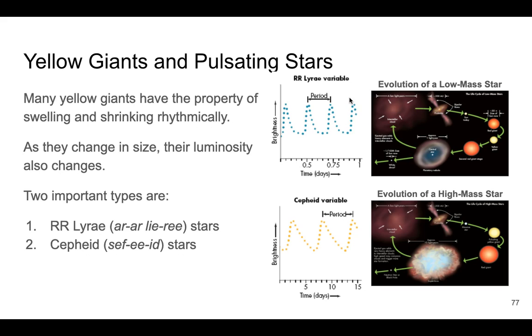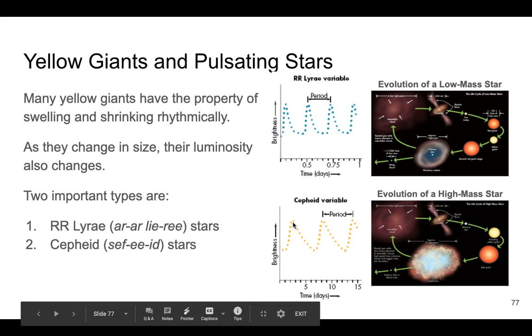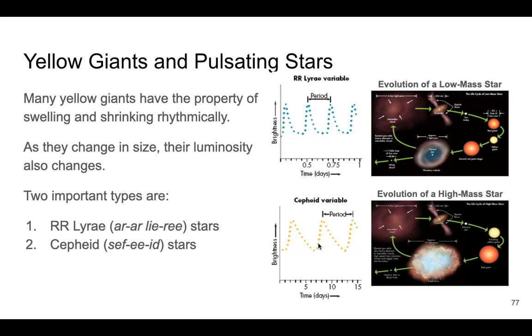So if you're an RR Lyrae, this is a lower mass giant star. And notice how quick its period is. So it goes bright and dim and bright again over the course of just hours, like half a day for these guys. Cepheid variables, they're going to go from bright. So here we are, bright on day 3 about, and then dim on day 7, and then bright again on day 8. So these guys, their period is several days.